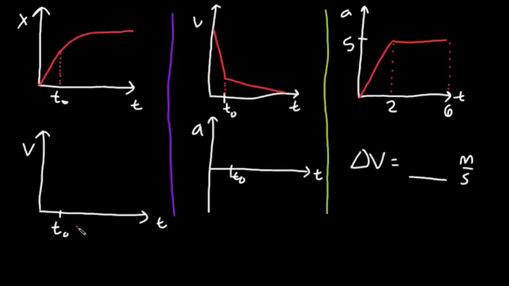Alright, let's start out by reviewing the challenge problem from yesterday. So we need to draw the sketches to these graphs. So for this first one, I start out with a constant slope, so that means I start out with a constant velocity until time naught.